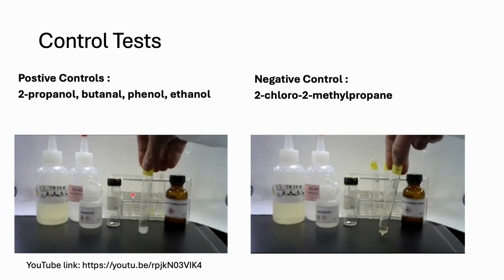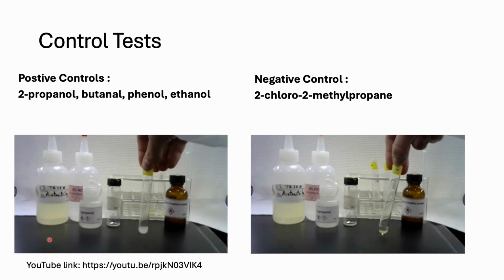As you can see, in order to clearly see the color of the precipitate that will be formed for the positive control test, it will be a turbid, creamy white color, as you can see here. However, for the negative control, it is going to be a pale yellow color, as you can see here.